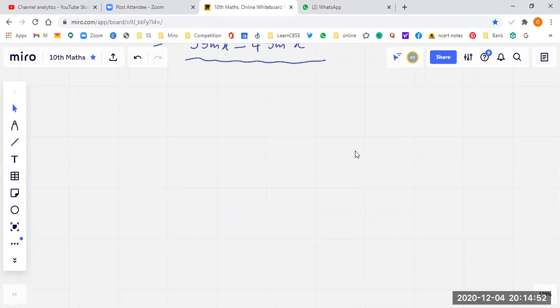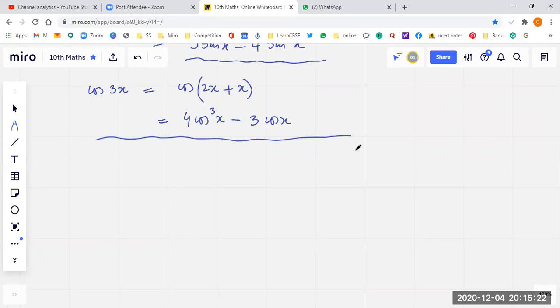We've done this. Similarly, students, I want you to prove this. I leave it to you. Cos of 3x. Start like this: cos of 2x plus x. Start like this and you end here. This is equal to 4 cos cube x minus 3 cos x. Just the opposite of sine 3x. Okay, we've done this. And then we have tan 3x.